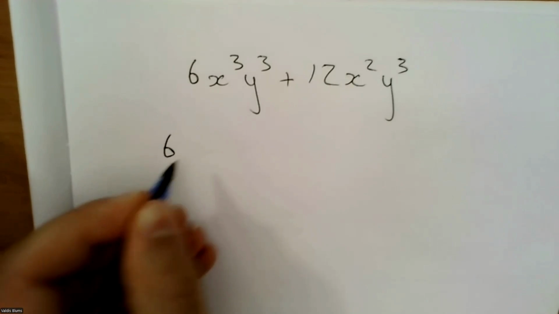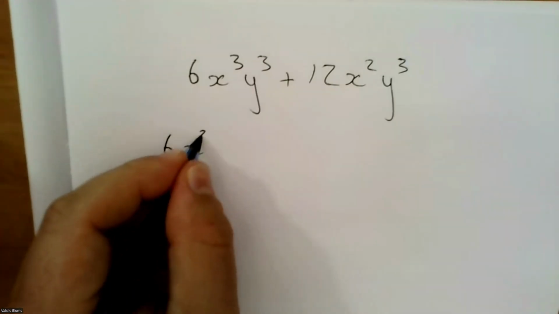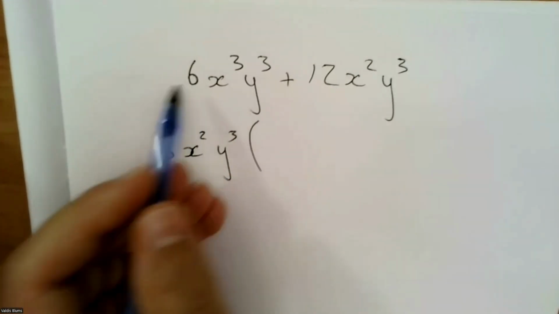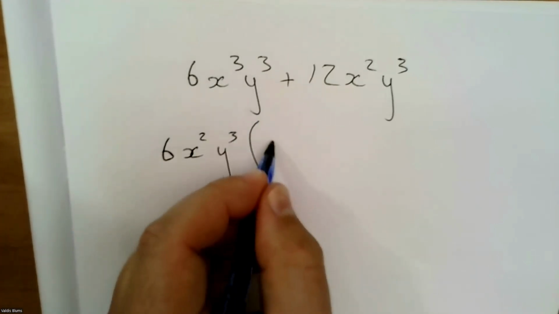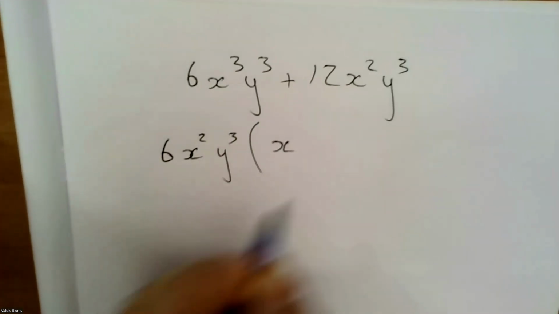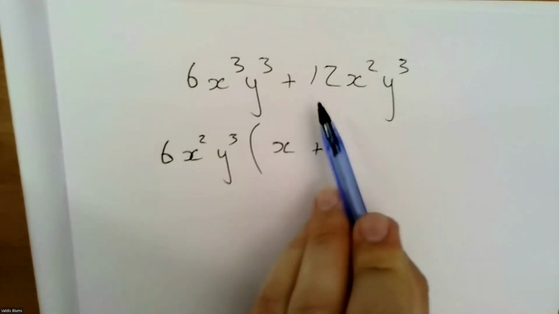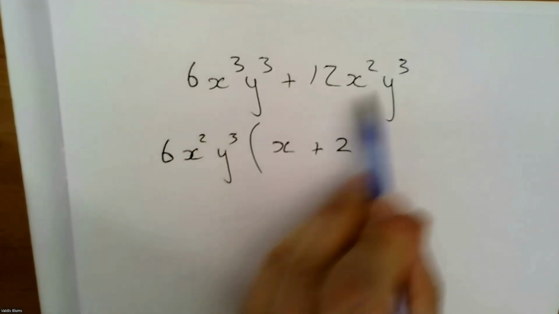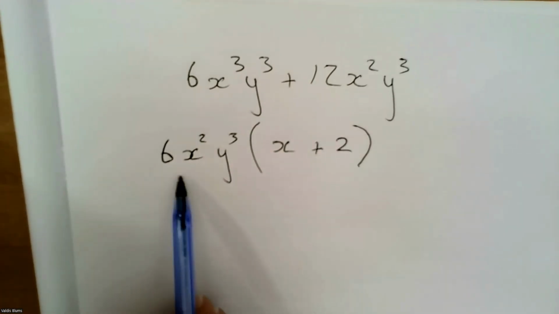So we have 6x squared, because that's the limit of that one over there, and y cubed. And then, so I've pulled out everything except for 1x in that first term. And we've pulled out 6. So 6 times 2 is 12. So we've got 2 left in here. And then we've pulled out everything else in that second term.